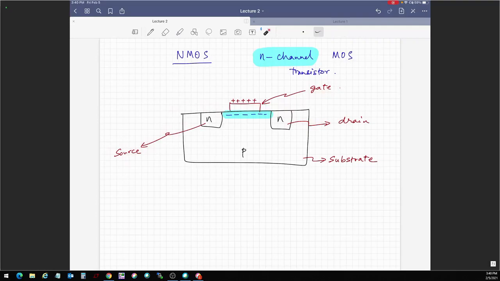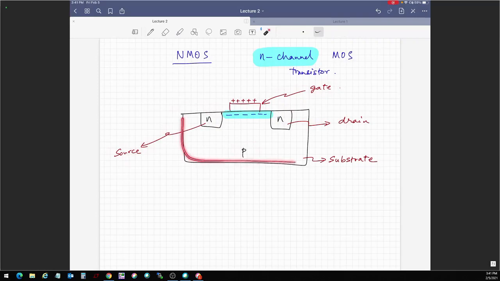And this story is actually flipped for the pMOS transistor. The substrate will be negatively doped, these two regions will be positive, and you are looking for positive charges to provide that channel. Of course, for that to happen, you would need to connect the gate to a negative value. So everything complements for the pMOS transistor, or the P-channel MOSFET.